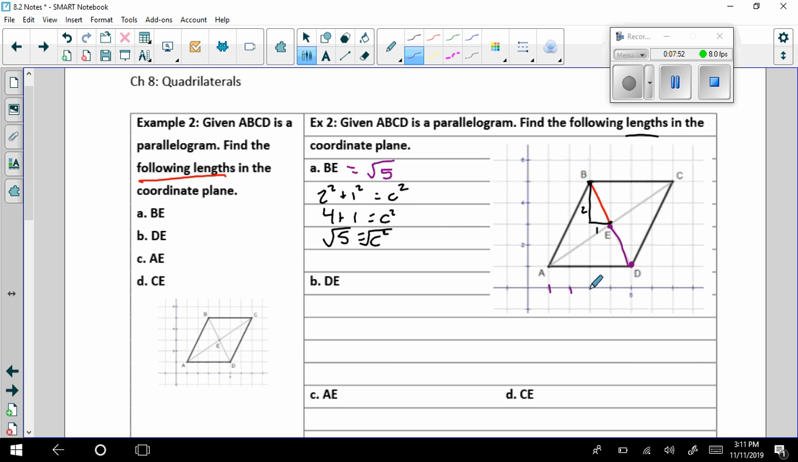So this is (4, 3), and this would be (5, 1). So you would do 5 minus 4 squared plus 1 minus 3 squared, and the square root of all of that. So 5 minus 4 is 1. 1 minus 3 is negative 2. So 1 plus 4 is the square root of 5.